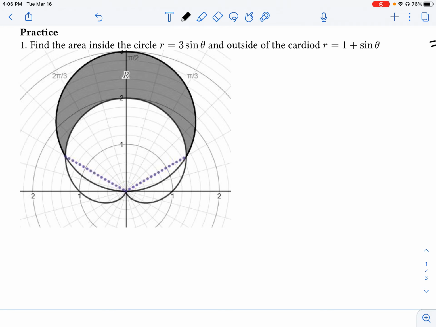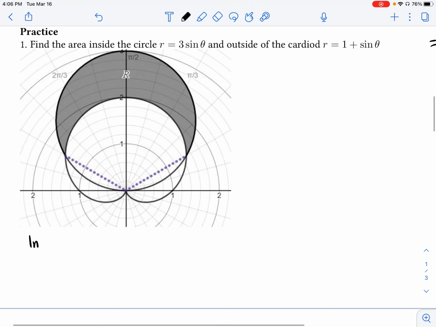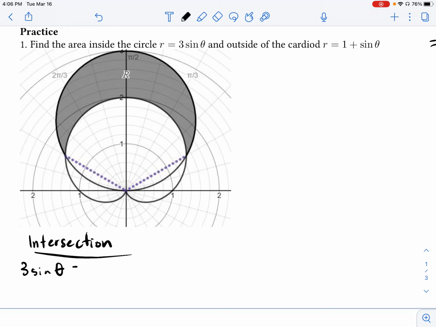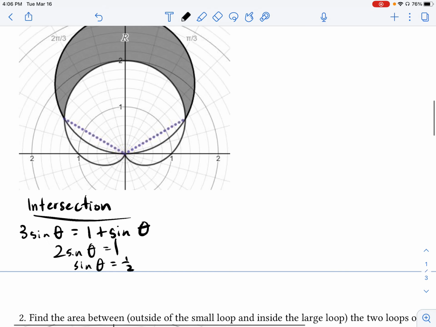So first off, let's find the intersection points. Where are these two polar functions intersecting? Well, we're going to set 3 sine theta equal to the other polar function, 1 plus sine theta. And that's going to give me 2 sine theta is equal to 1. So sine theta is equal to 1/2. So we can then say theta must be equal to pi over 6 and 5 pi over 6, if I'm not mistaken.